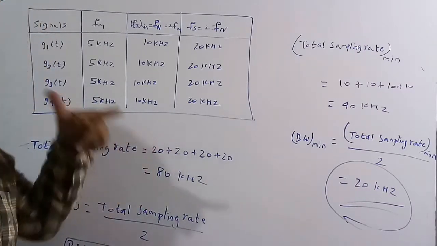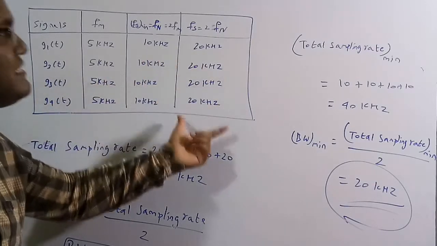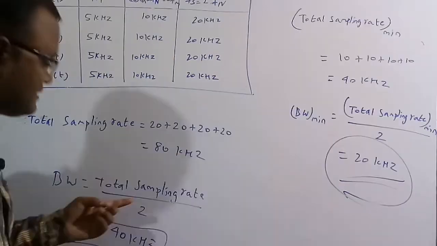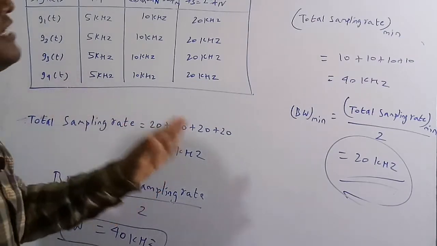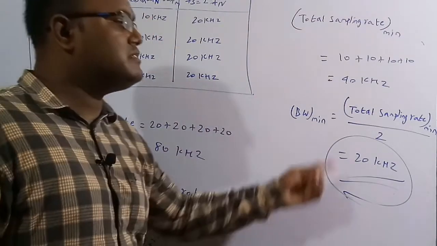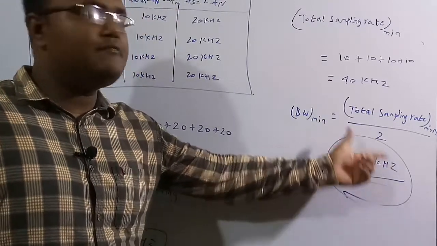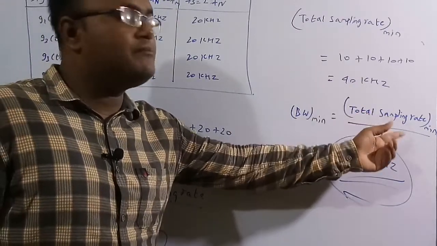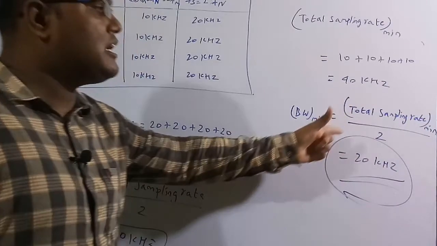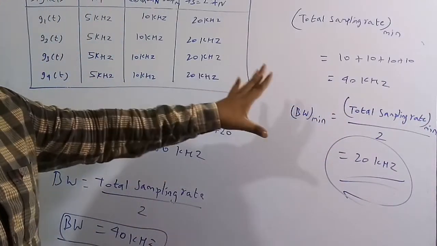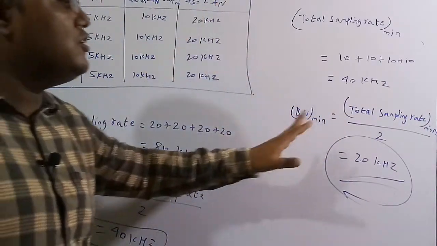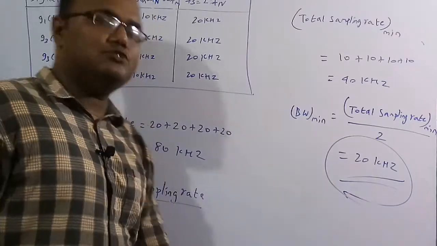But if in the question they ask what is the bandwidth for twice the Nyquist frequency, then that is the other solution. But in the question they asked what is the minimum bandwidth, which means this is the correct solution of this question, which is 20 kHz. Then we have to go for the total sampling rate of the minimum value. It occurs only for the minimum sampling frequency of each and every signal. So 20 kHz is the correct solution of this question.